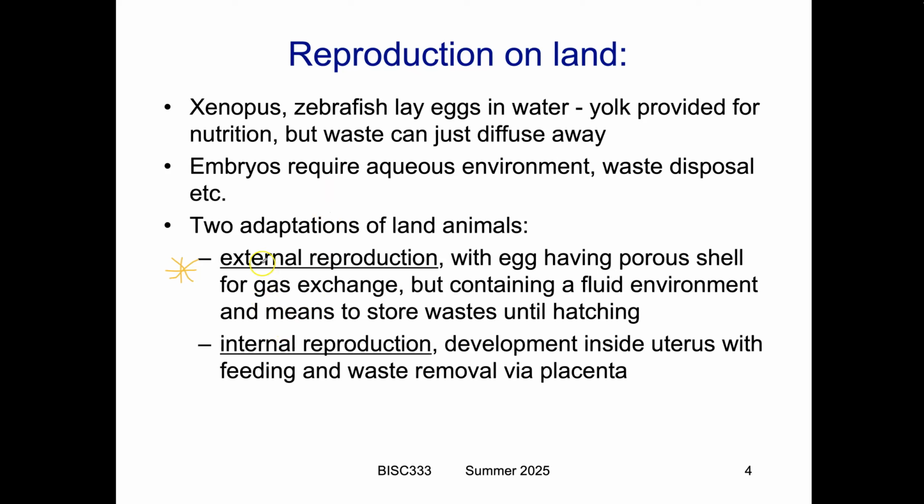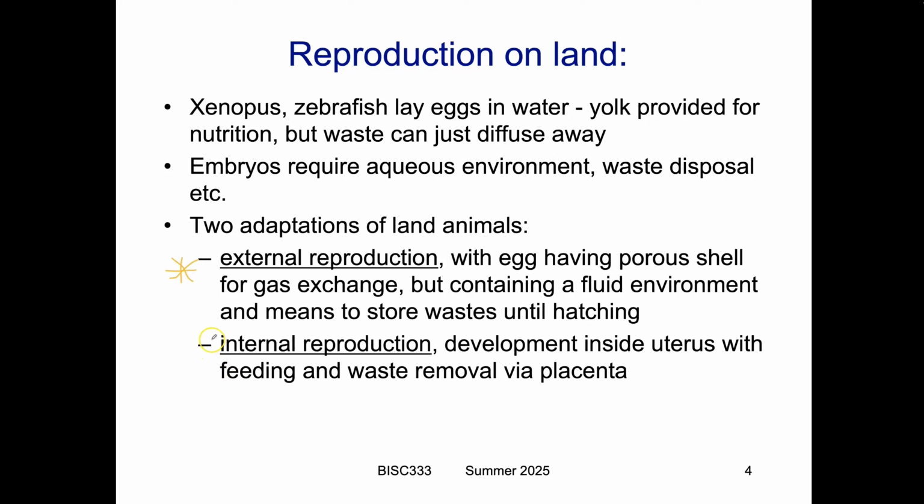And so there's two ways of doing that. One is with external reproduction. So the eggs have a porous shell, but there's a series of membranes and so on, and sets of blood vessels that take care of things like gas exchange and the storing of waste until hatching takes place. And then for mouse, it's internal reproduction. So the development is inside the uterus, inside the female, and feeding and waste removal takes place via the placenta.